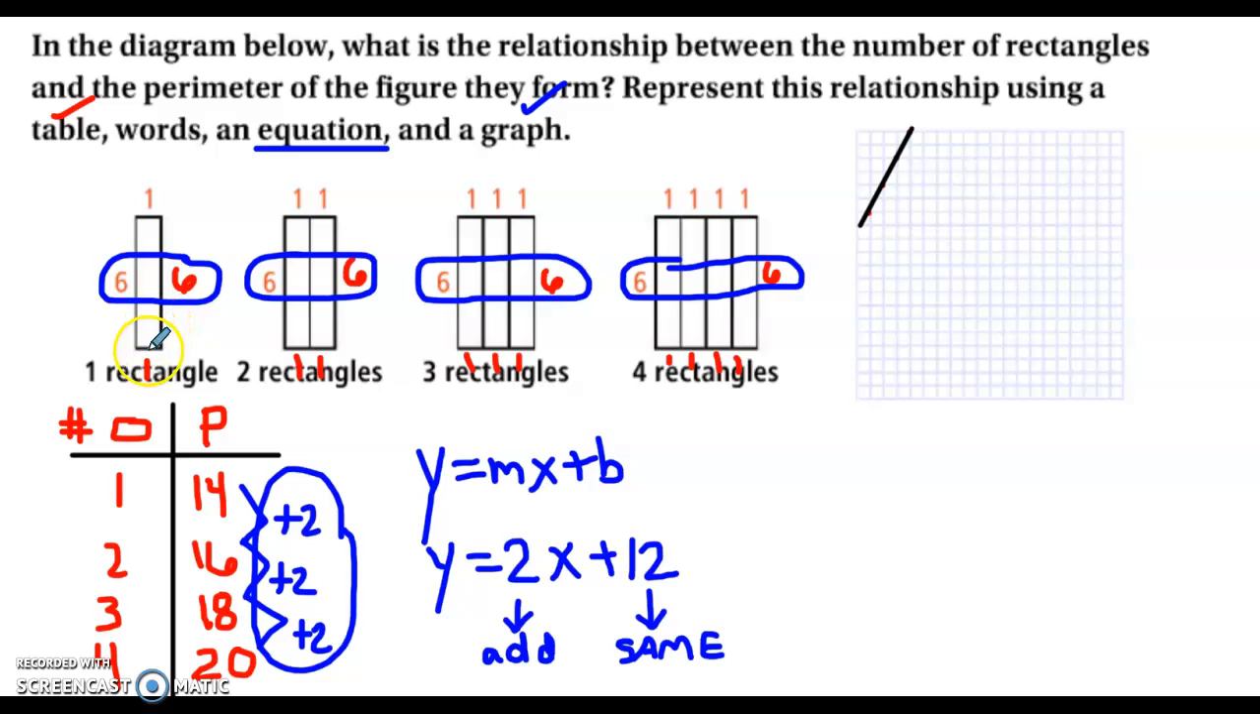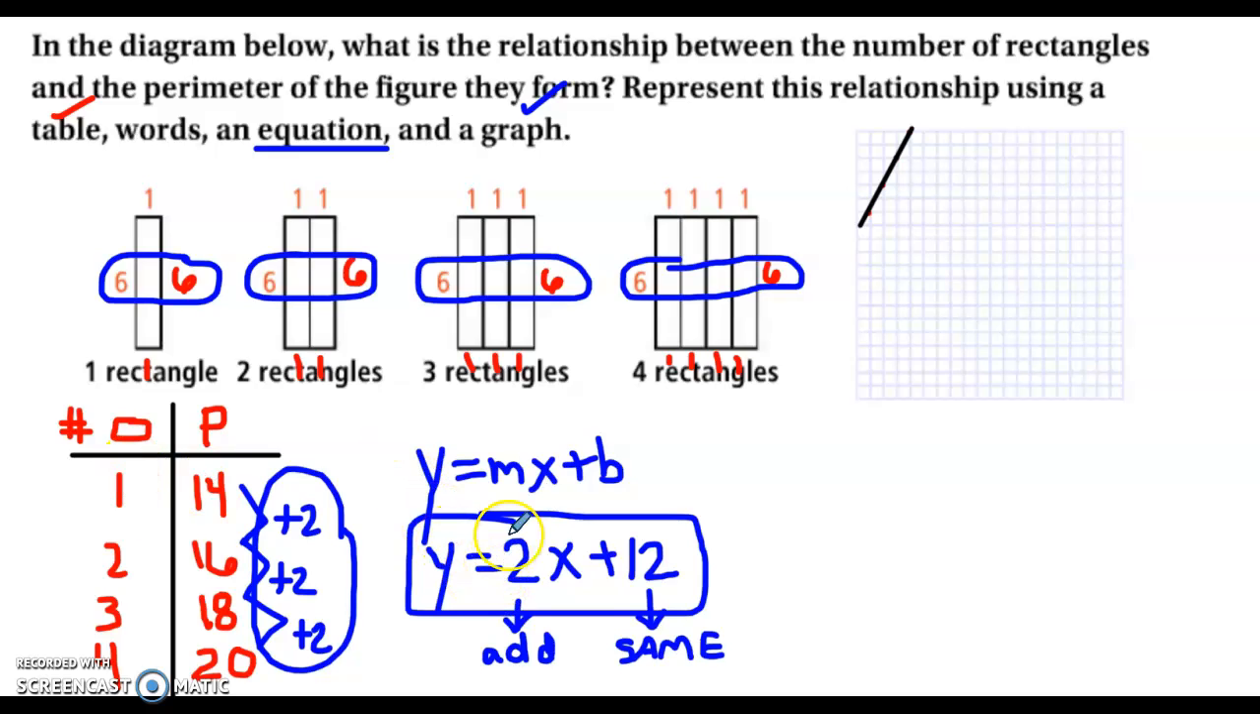you'd add a 1 on top and a bottom. So you'd add 1 and 1, which is 2. You add 2. You can look at your table here and see you keep adding 2. So the equation would be y equals 2x plus 12. And then you could describe it. You could plug it in and see.